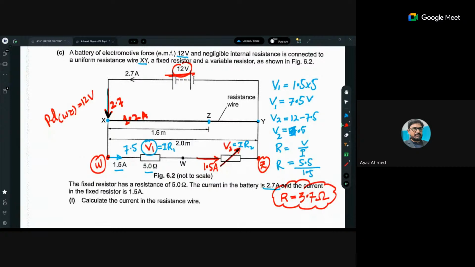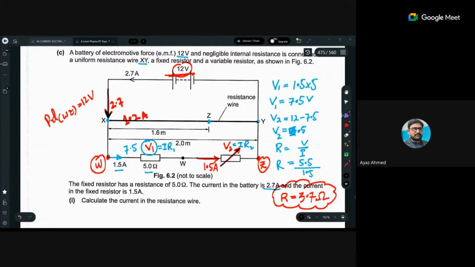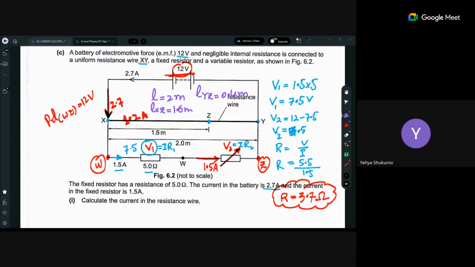Okay, what is the length of the wire? The total length of the wire is 2 meters. And what is the length XZ? That is 1.6 meter. And then what is the length YZ? 0.4 meter. Are you getting my point or not? Nice. Okay.